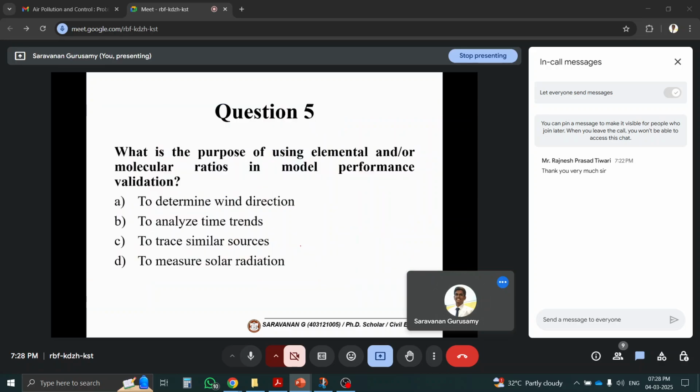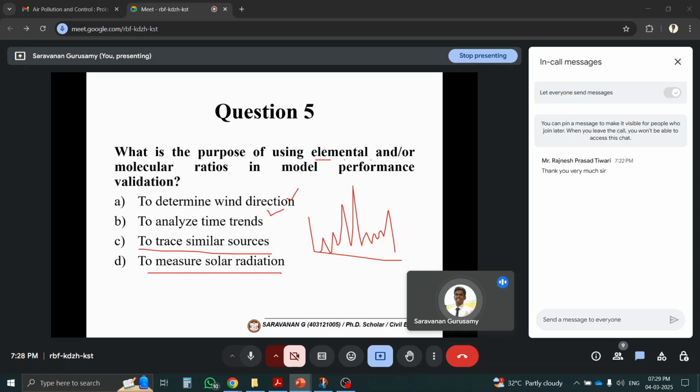The fifth question is, what is the purpose of using elemental or molecular ratios in model performance validation? Again, in model performance validation, we determine wind direction, analyze time trends, trace similar sources, and measure solar radiation. To determine wind direction, we use the polar scatter plot. For time trends, we use a normal line chart.